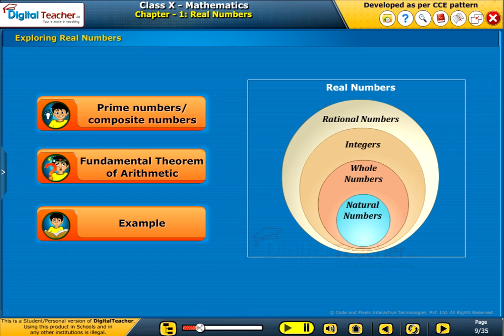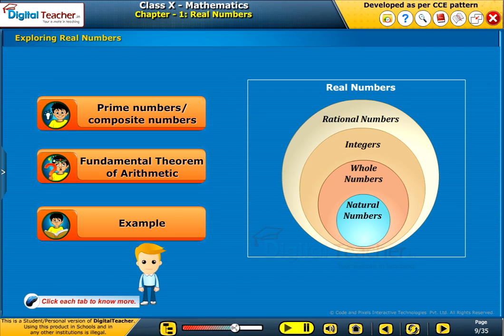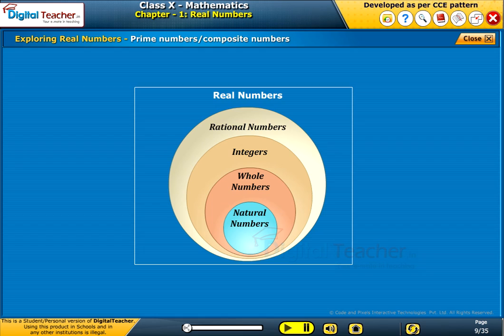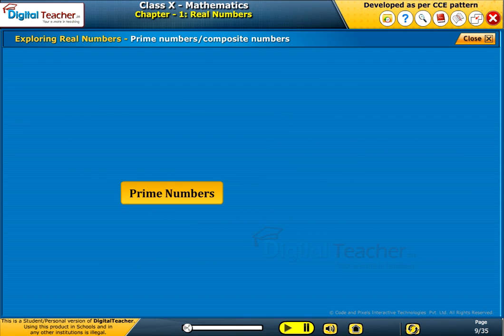Exploring real numbers. Click each tab to know more. Let us first know about prime numbers and composite numbers.